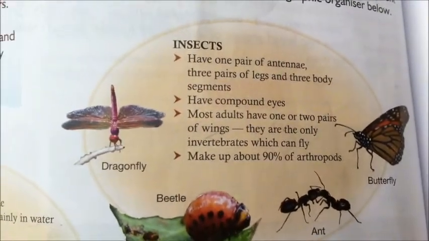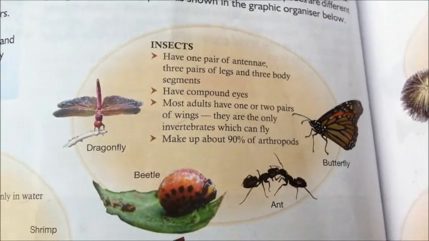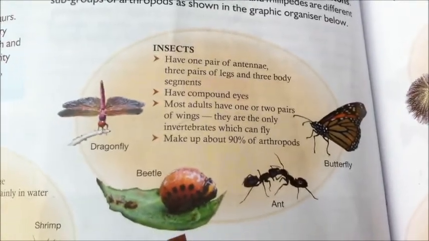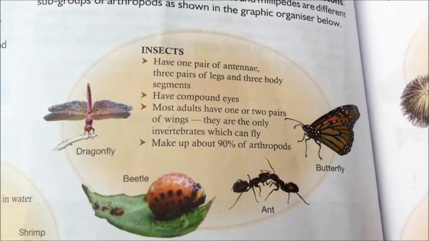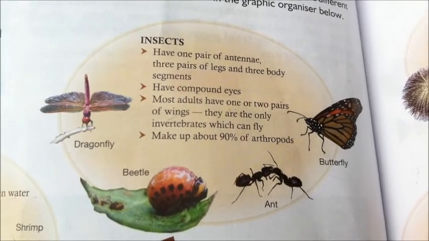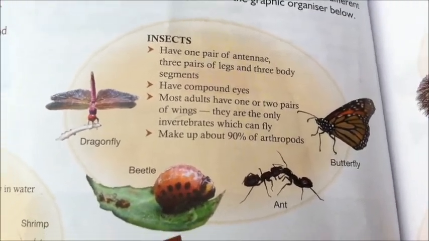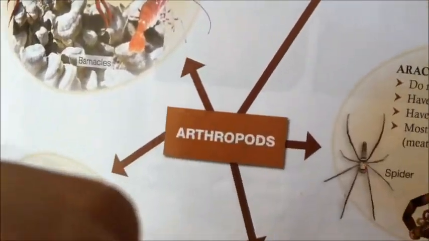The first one is insects. They have one pair of antennae, 3 pairs of legs, and 3 body segments. They have compound eyes. Most adults have 1 or 2 pairs of wings. They are the only invertebrates which can fly, and make up about 90% of arthropods. These are the examples of invertebrates, arthropods.